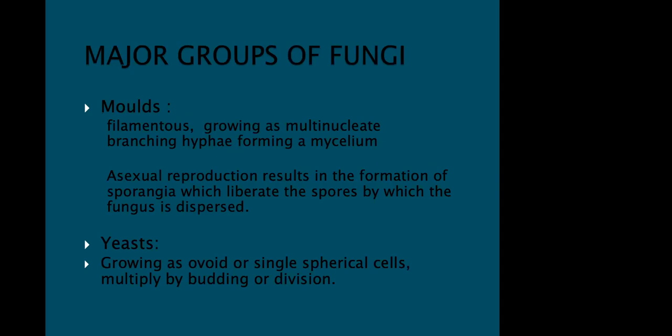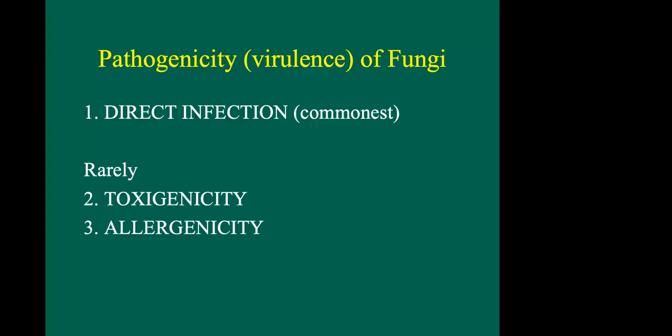Molds are filamentous, and they grow as multinucleate branching hyphae, and they form a mycelium. Now, a mycelium is like a colony of fungi, and asexual reproduction results in the formation of sporangia, which liberates the spores. And then, of course, yeasts grow as ovoid or spherical cells, and they multiply by budding or division. An example of that is Candida.